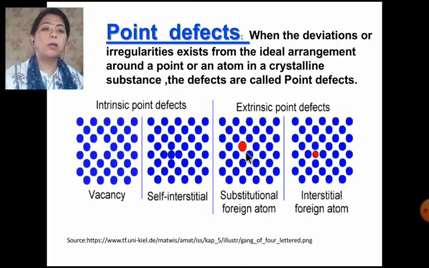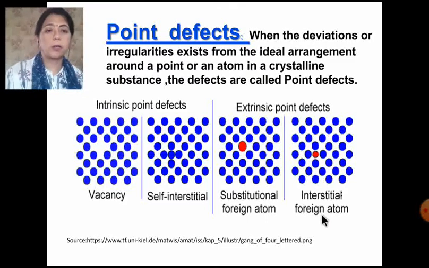These are the internal reasons, the intrinsic point defects. Now the extrinsic point defects. This is some foreign body, a substitutional foreign atom in the crystal. Here the foreign atom has replaced the original site, and here, in addition to the normal positions, there is some foreign impurity in the interstitial site.